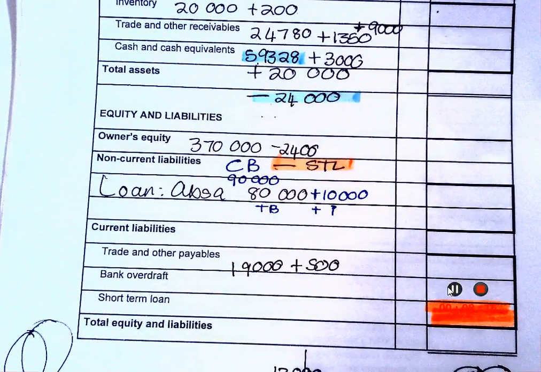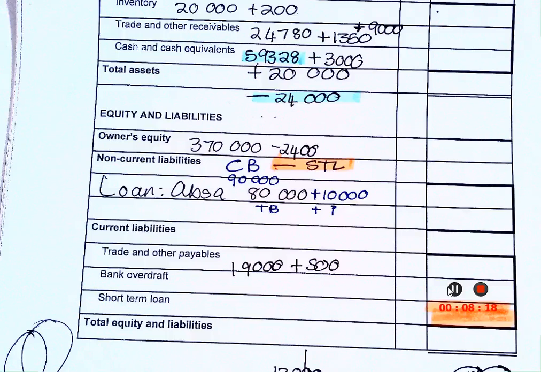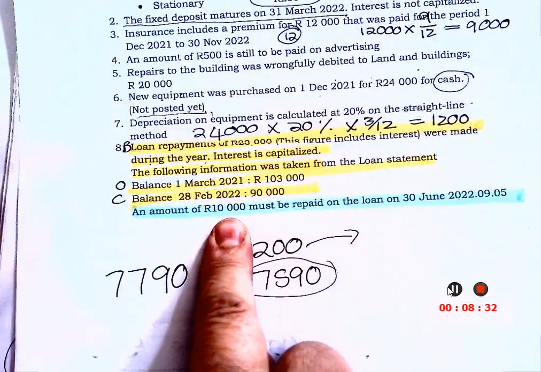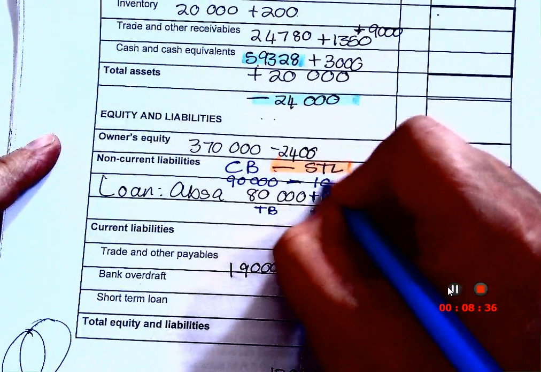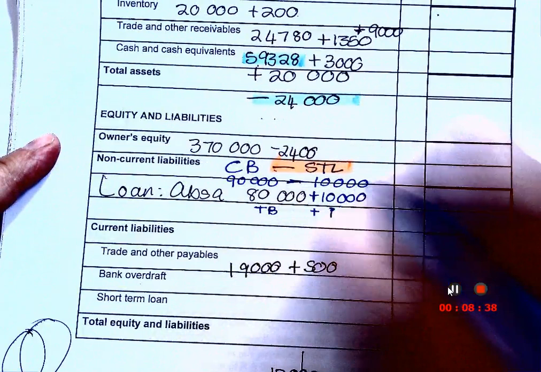Okay, so now I'm asking you, what is the short-term loan? The short-term loan is the part that I'm going to pay next year. And they say here, I'm going to pay 10,000. So I'm going to take out the 10 and I'm going to put in the 10.